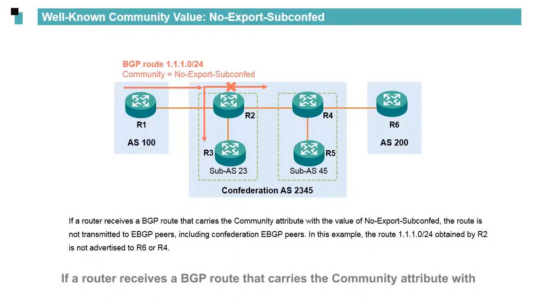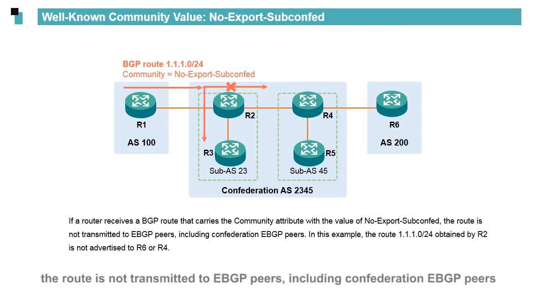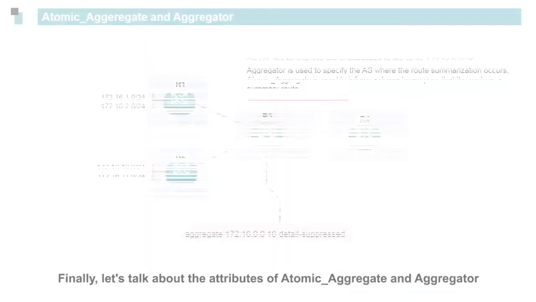If a router receives a BGP route that carries the community attribute with the value of no export subconfed, the route is not transmitted to eBGP peers, including confederation eBGP peers. In this example, the route 1.1.1.0/24 obtained by R2 is not advertised to R4.